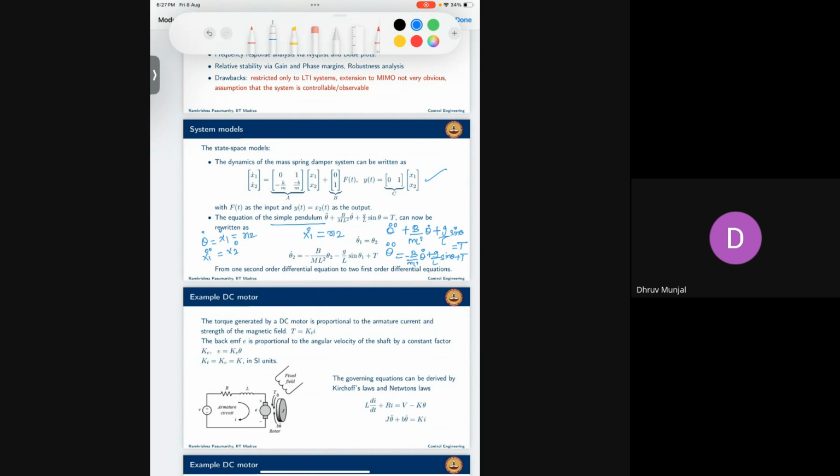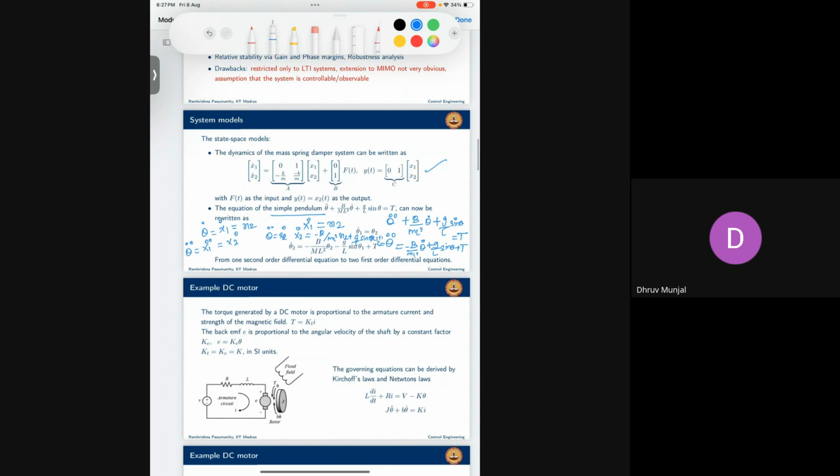This is x1 double dot, meaning theta double dot equal to x2 dot. So theta double dot can be replaced using x2 dot, right? So x2 dot is equal to, I'm just rewriting this equation, minus b by ml square theta dot, which can be x2 or x1 dot. I'm just keeping it x2 to keep the same variable, plus g by l sine theta equal to x1. So it is x1 plus t.